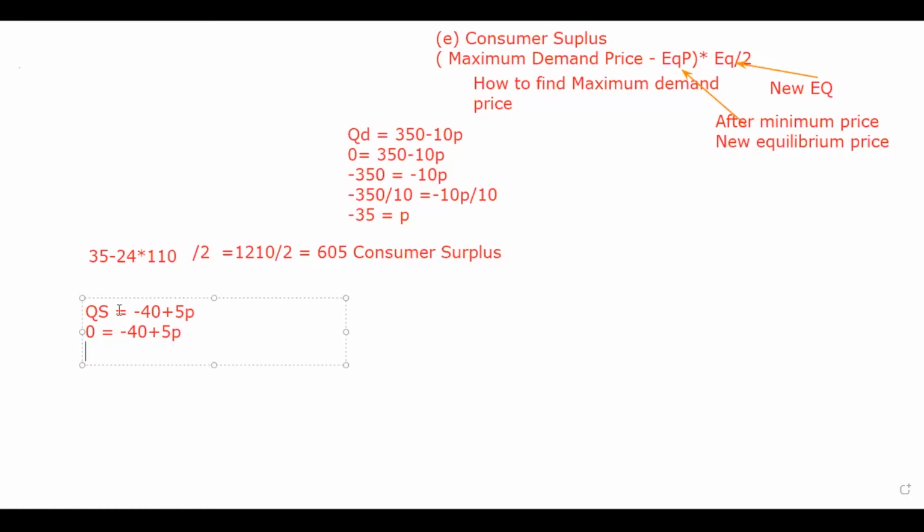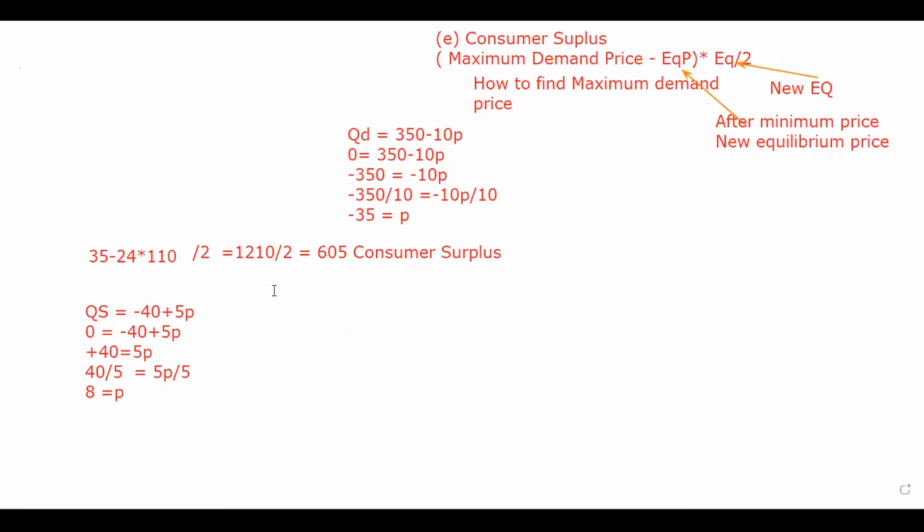So I'll bring the 40 to the other side. It will become plus 40 is equal to plus 5P. And I will divide both sides by 5. 40 divided by 5, I will get 8, and 5P divided by 5 gives P. So I get 8 is equal to price. So now I found my minimum pricing.